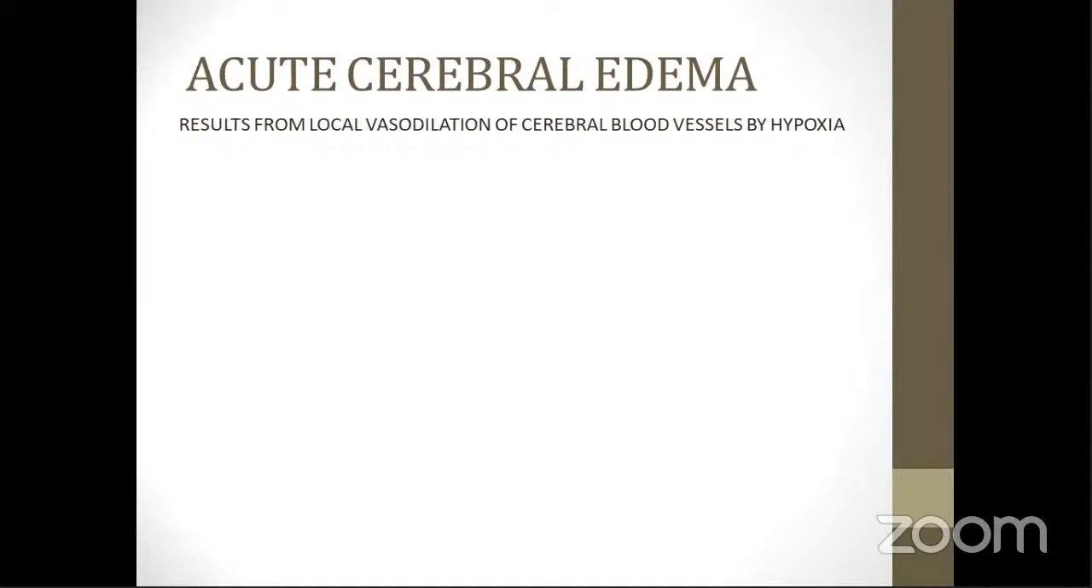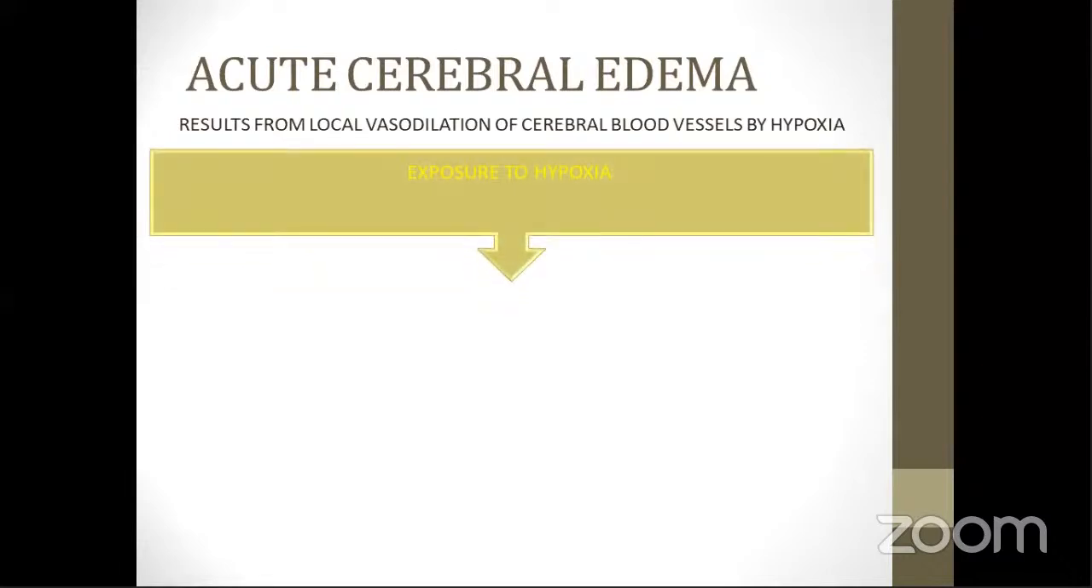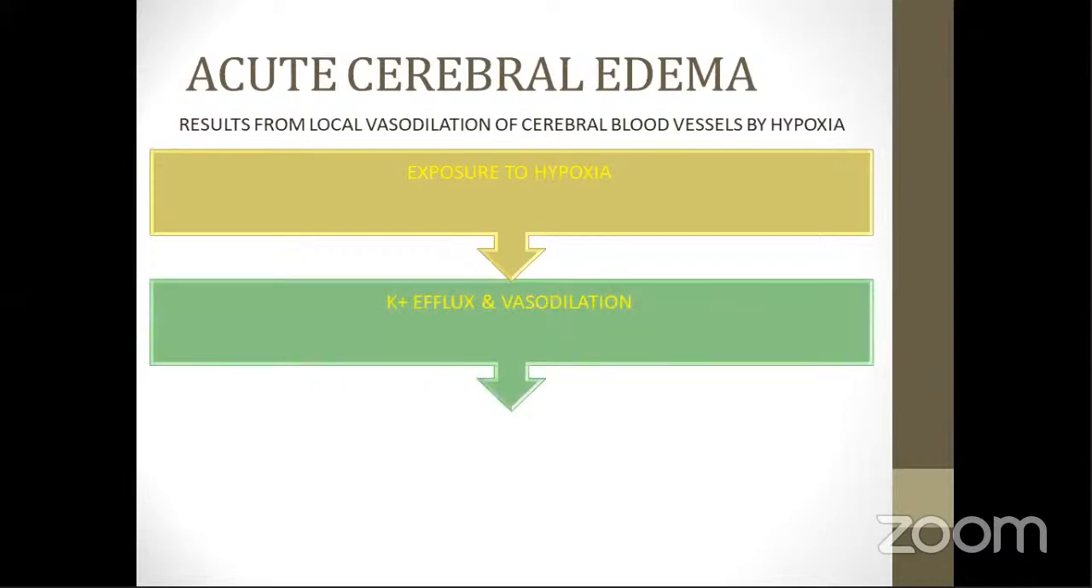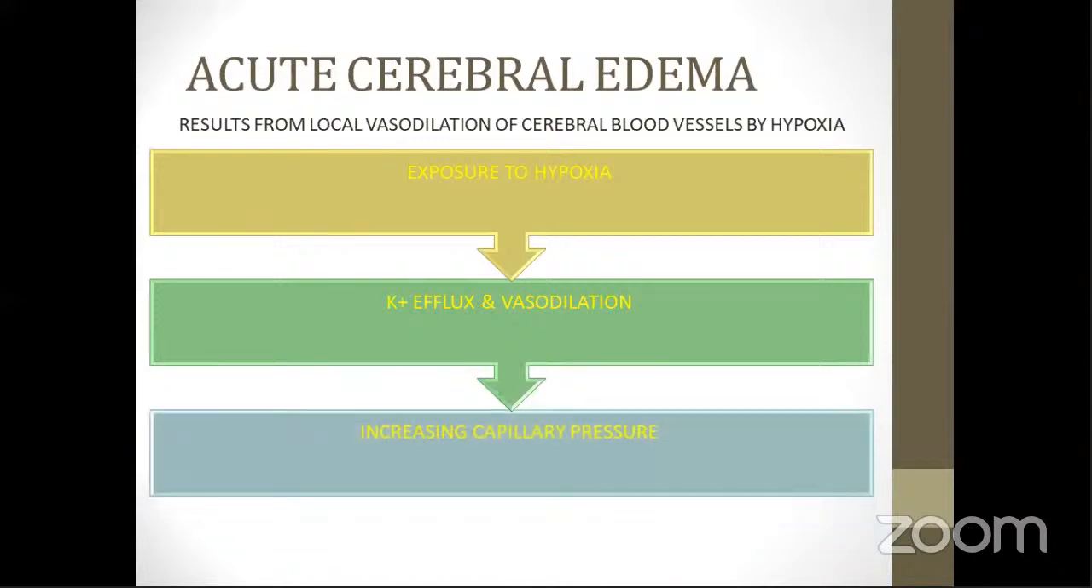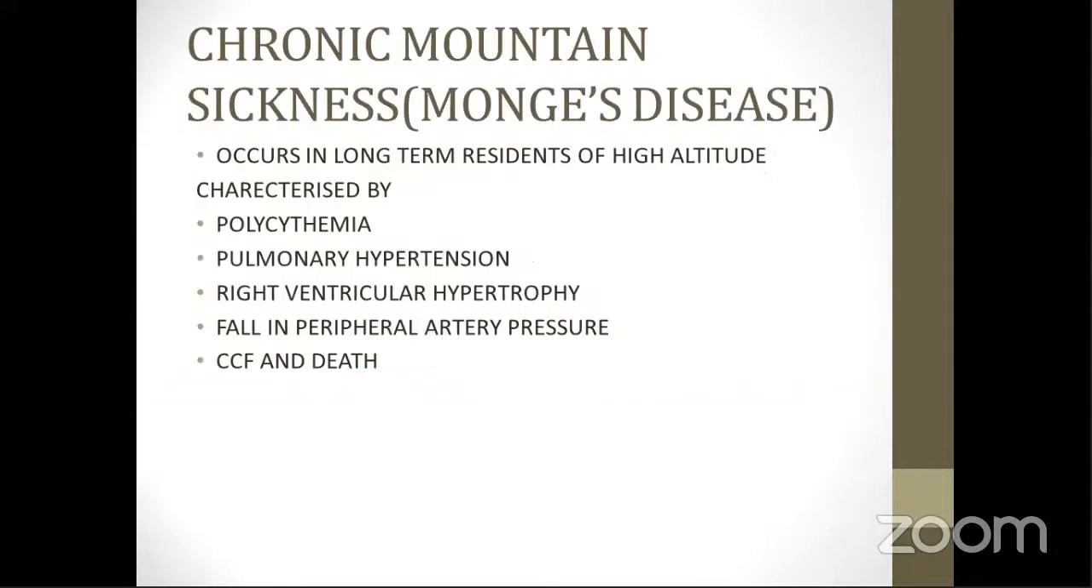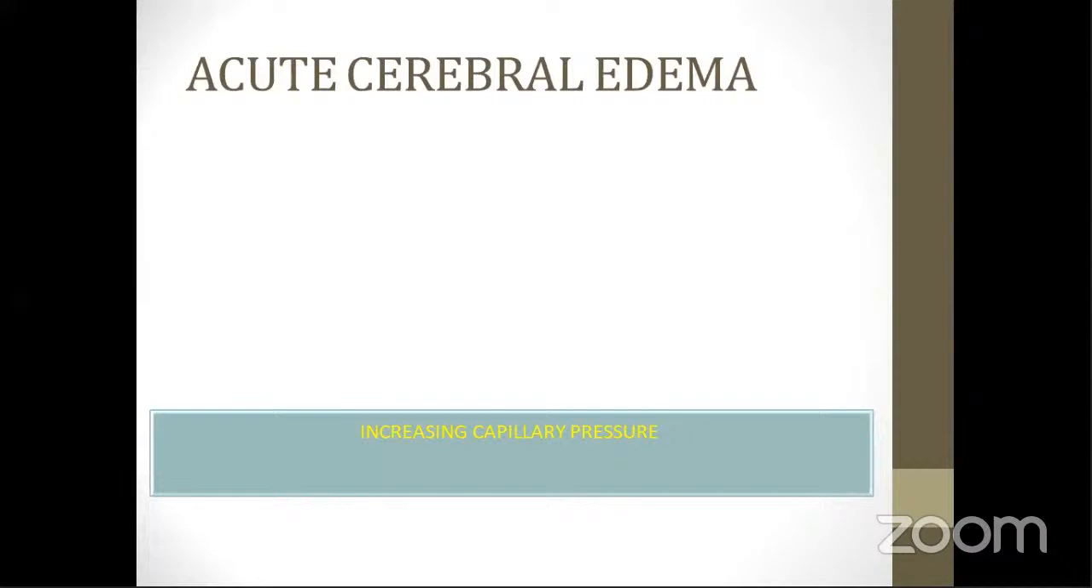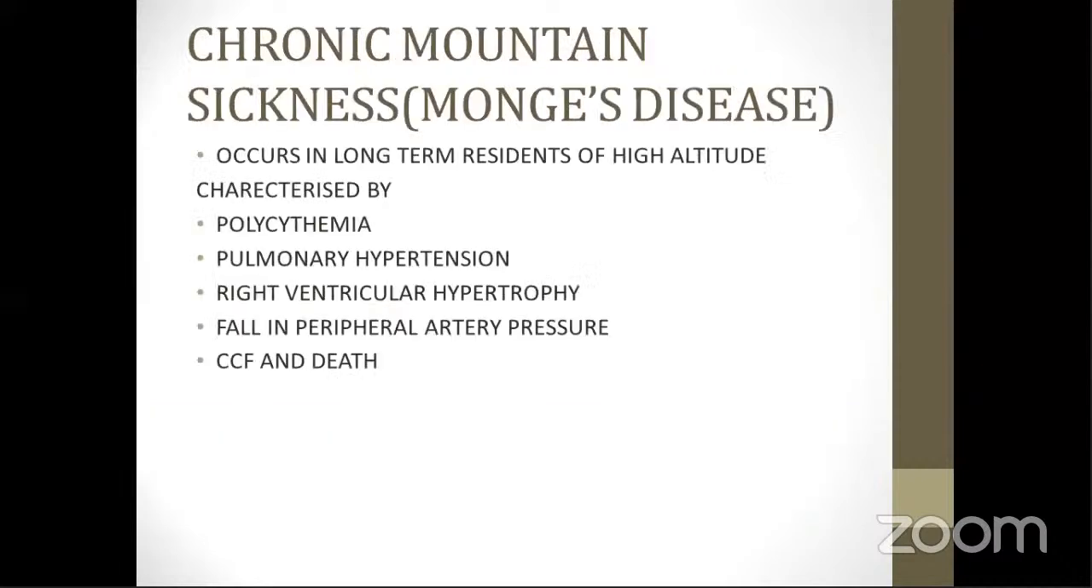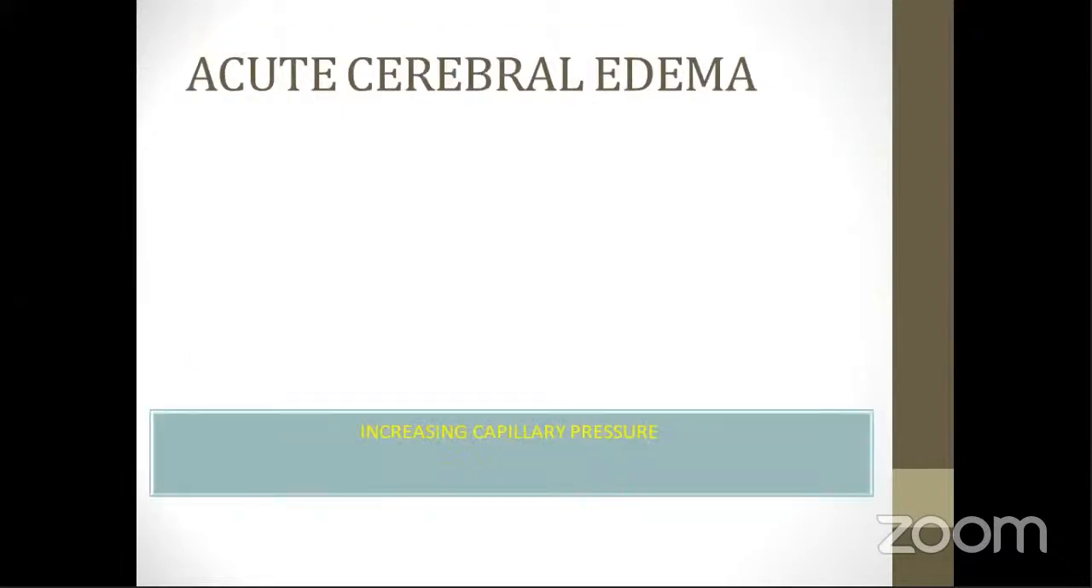In pulmonary edema the reason is vasoconstriction, but in cerebral edema the reason is vasodilatation. Remember the two mechanisms. I told you the difference in potassium channels in the pulmonary and systemic vessels, isn't it? So here, exposure to hypoxia causes opening up of ATP sensitive potassium channels in the cerebral vessels, and that will cause potassium efflux and vasodilatation, and this will increase capillary pressure, and that will cause leakage of fluid, resulting in cerebral edema.